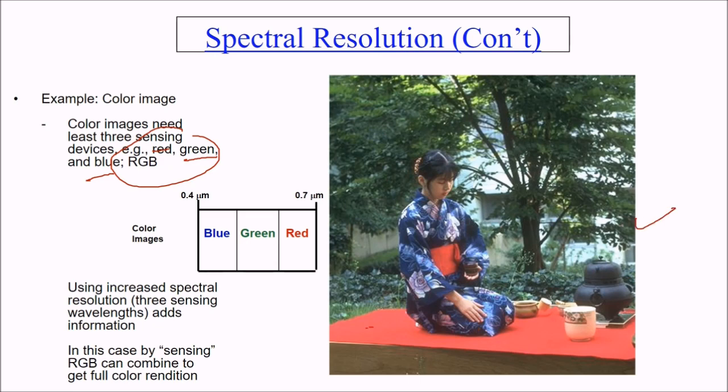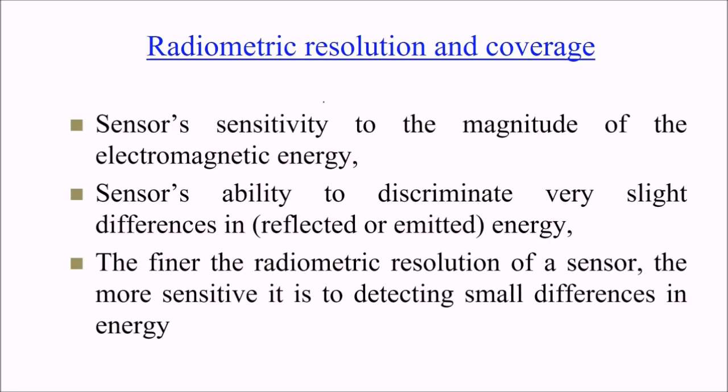You can very well find out which colors are there. Then we come to the radiometric resolution. It is again the sensor sensitivity to the magnitude of the electromagnetic energy, and the sensor's ability to discriminate very slight differences in the energy. That is how many gray levels the sensor is able to provide. So the finer the radiometric resolution of a sensor, the more sensitive it is to detect these small differences in the energy.